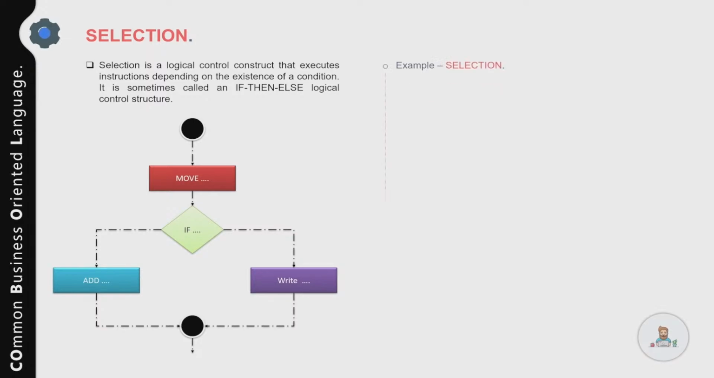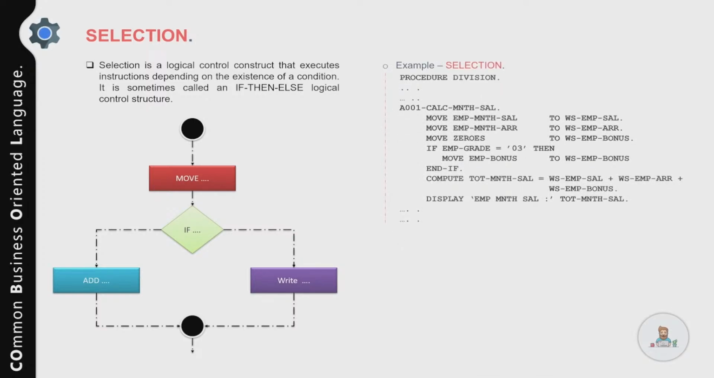If you look at the right-hand side of your screen, again, we have the same procedure division, which is extracted from an actual COBOL program. And you have a paragraph that is A001-CALC-MONTH-SALARY. In this paragraph, you have a couple of move statements, and there is one move statement that is initializing employee bonus with zeros. That is again a figurative constant that I've used in this case.